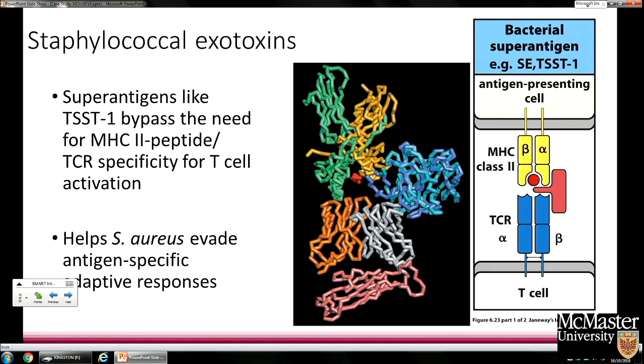Finally, as I mentioned, in the stationary phase, which is later on in terms of Staph aureus infection, it is able to secrete these exotoxins. In this case, we're going to talk about this bacterial superantigen, TSST1, which was mentioned previously in Dr. Larcher's lecture. The purpose of a superantigen, as you can see here, is that it can interject and interrupt this MHC class II TCR binding recognition, so that you don't need to have specific binding with this peptide. It actually has this sequence here, which disrupts the TCR-MHC interaction and can cause non-specific T-cell activation. And what this does is it actually helps Staph aureus avoid antigen-specific adaptive immune responses.